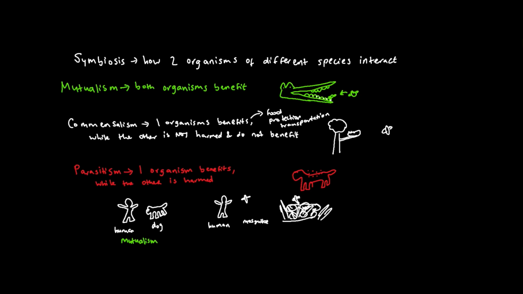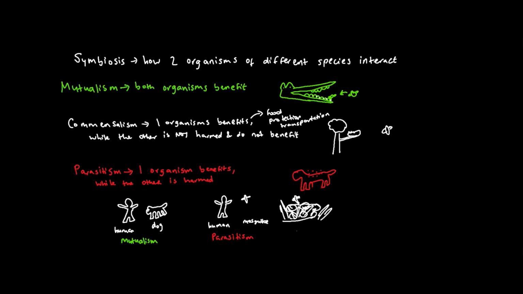Our next problem here is the relationship between you, a human, and a mosquito. That would be an example of parasitism. So this is an example of parasitism because the mosquito benefits by feeding off your blood, they're getting food, they're getting nutrition, while you're being harmed by, let's say, getting malaria from that mosquito.